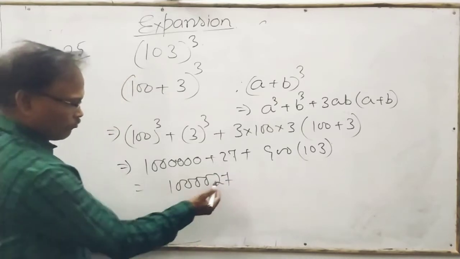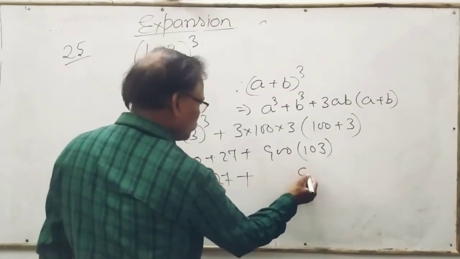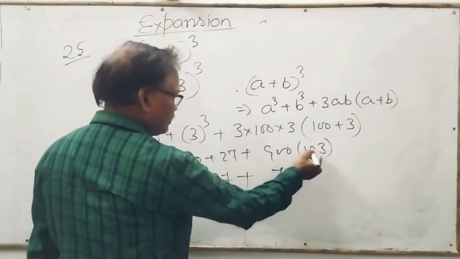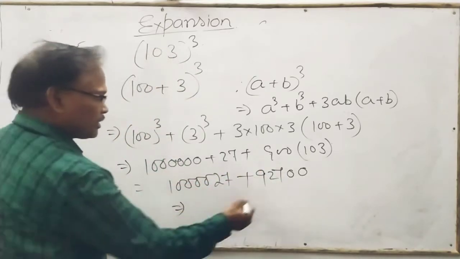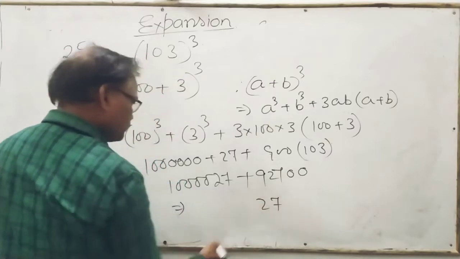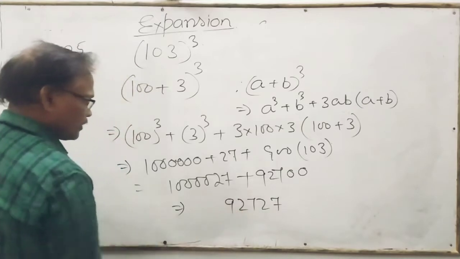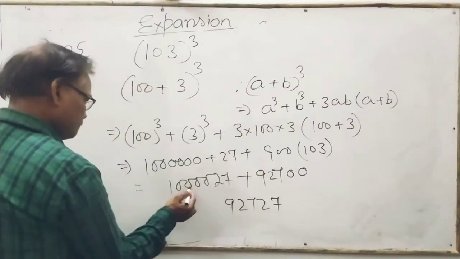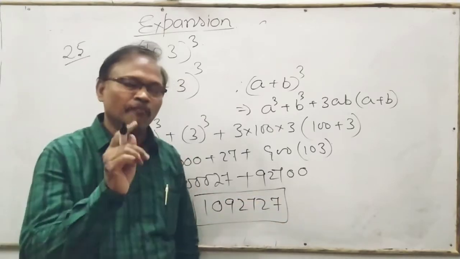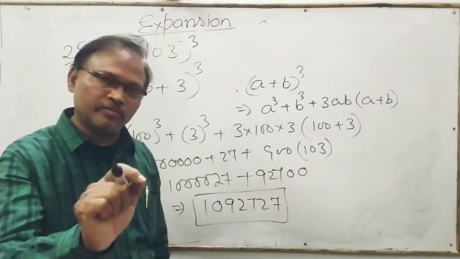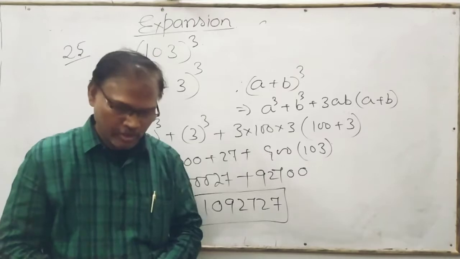So it will be 27, and 9270. Then add this one. So you will get 277290 and 1. This is the answer. So it is very simple. Without multiplication 3 times 103, you can use the formula and then you can get the value.